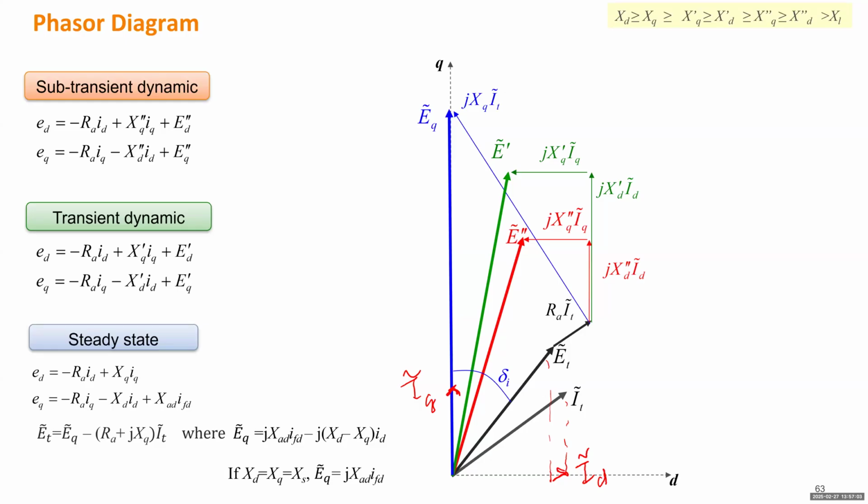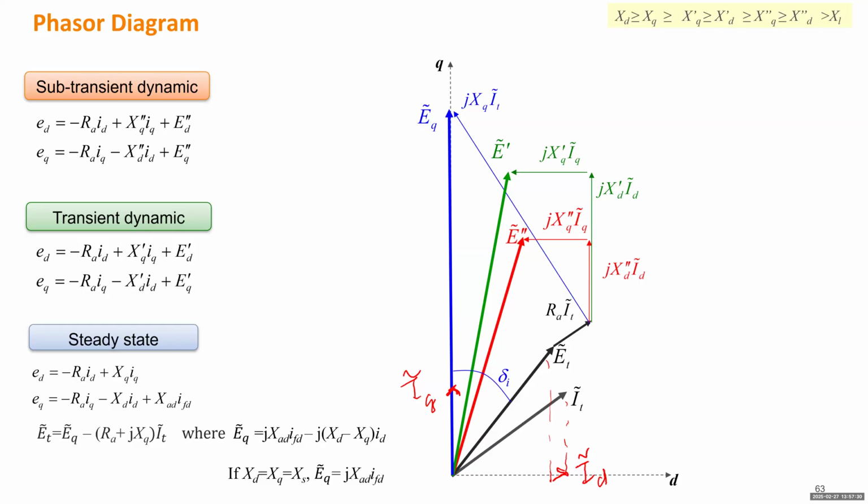Regularly speaking, the heights of those three voltage phasors are not on the same straight line. They can be on the same straight line if you ignore the saliency, if all the reactances in the D and Q axes are equal. But in general, they are not on the same line.